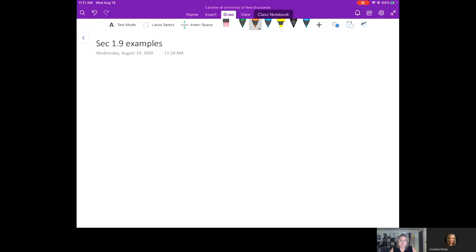Okay, so I'm going to do a few examples from section 1.9, absolute value. So first, if I have an absolute value equation, then there are numbers that I can plug into this that make it true. And with absolute values, there's actually usually two numbers that you can plug in. So what numbers can I plug in to make this true?